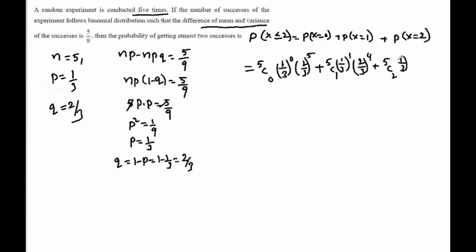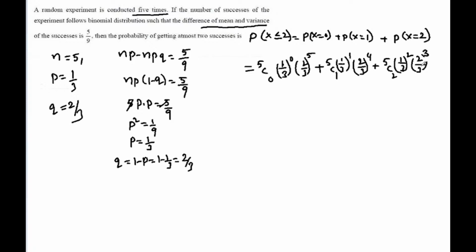Now we find the required probability, that is P of x less than or equal to 2, that is equal to P of x equal to 0, that means 5C0 into 1 by 3 whole to the power of 0, into 2 by 3 whole to the power of 5, plus P of x equal to 1, that means 5C1 into 1 by 3 whole to the power of 1, 2 by 3 whole to the power of 4, plus P of x equal to 2, that means 5C2 into 1 by 3 whole square into 2 by 3 whole cube.